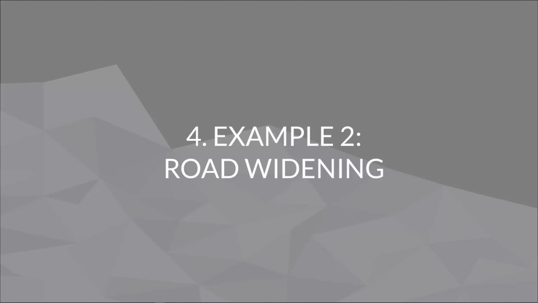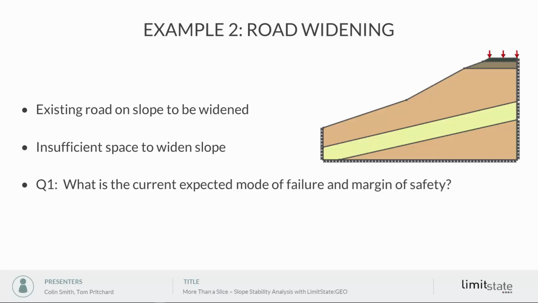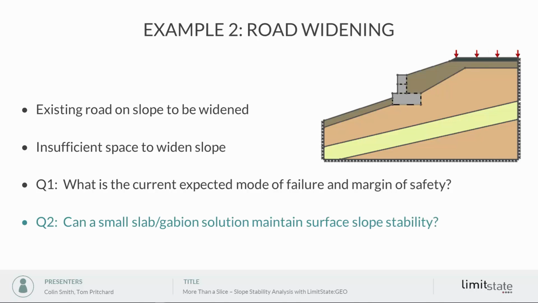We now move on to our second example, which is a road widening example. We've got an existing road to be widened on a slope. There's insufficient space to widen that slope. So what can we do? One of the questions we might have is: what is the current expected mode of failure and margin of safety, and can we do something such as put in a small slab gabion solution to maintain slope stability without impinging on our take of the slope lower down the slope?